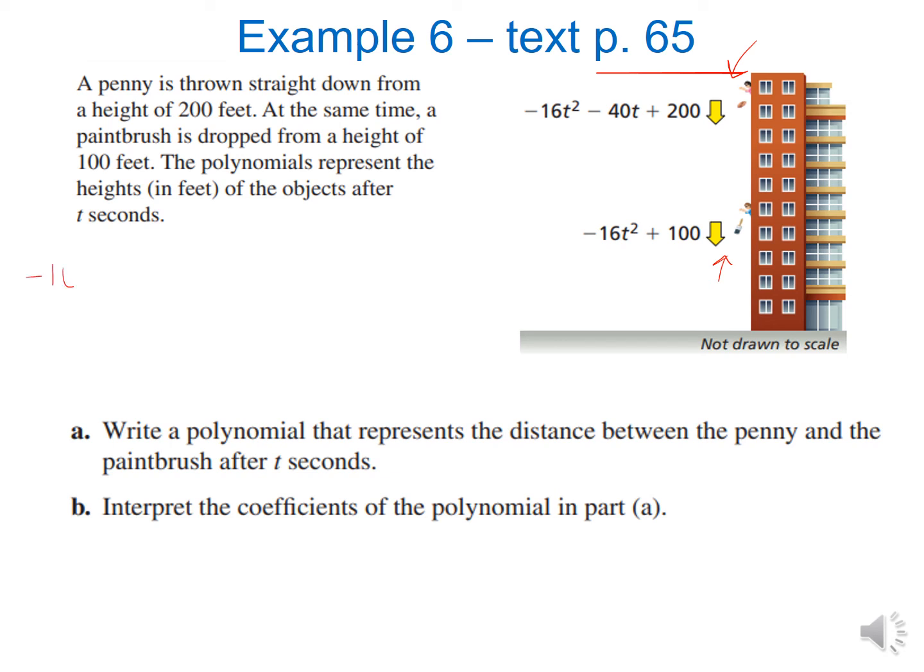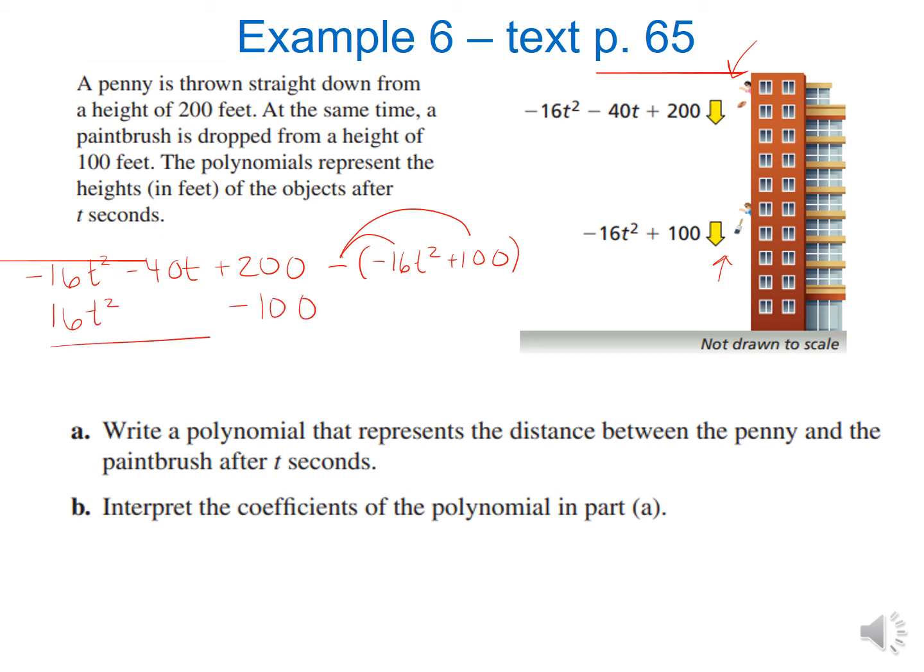So they want us to find the difference, and this is where you have to be careful, because when you subtract the whole term, the term represents one number, so you put it in parentheses, which means we distribute that negative, and we get positive 16t squared minus 100. Now we can combine our terms, so those are gone. We get negative 40t plus 100.